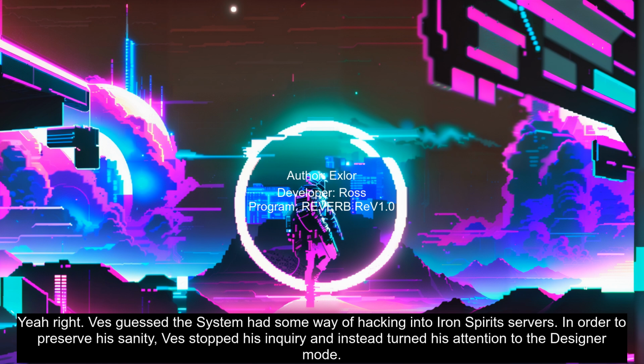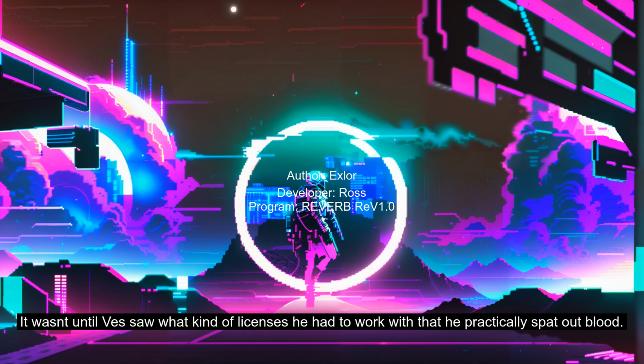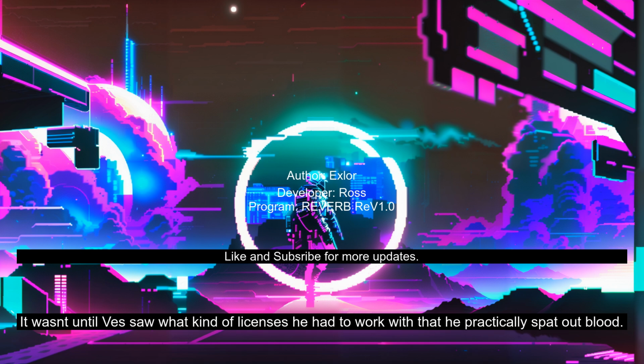In order to preserve his sanity, Vess stopped his inquiry and instead turned his attention to the designer mode. It wasn't until Vess saw what kind of licenses he had to work with that he practically spat out blood. This is impossible.